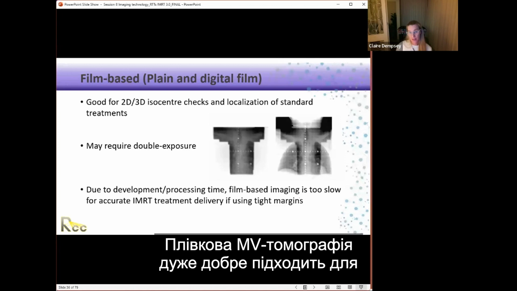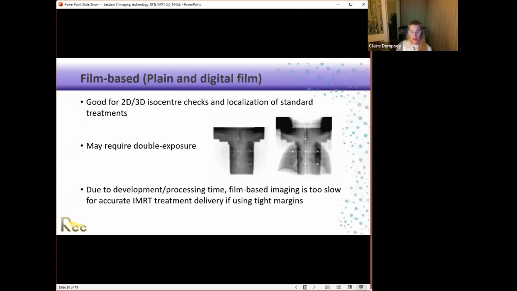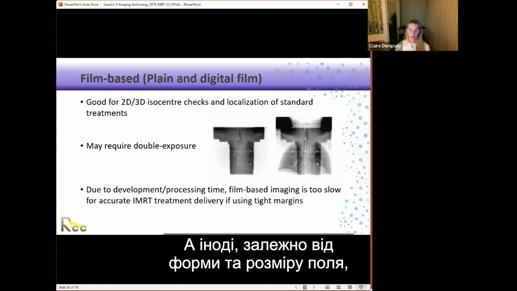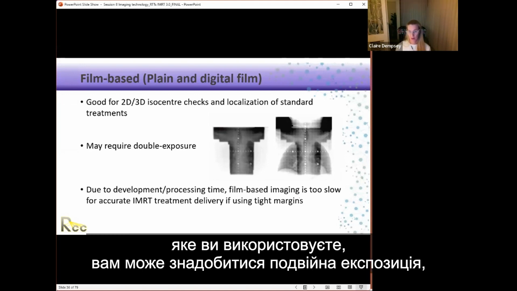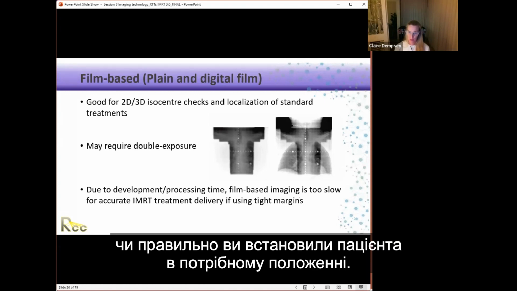Film-based MV imaging is really good for 2D and 3D isocenter checks and for localization of standard treatments. And sometimes, depending on the field shapes and sizes that you're using, you may require a double exposure to get more anatomical information to determine whether your patient's set up in the right position.